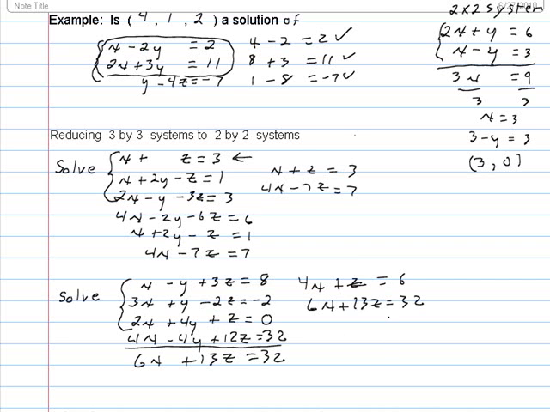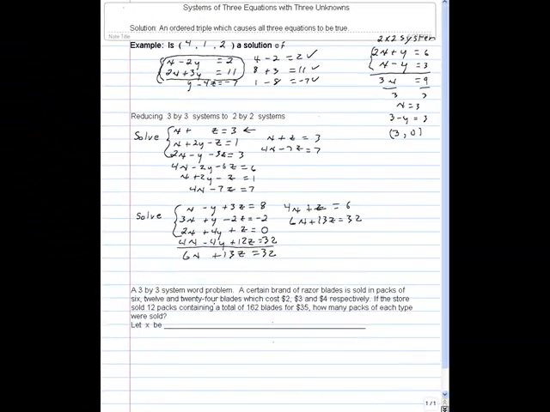So that is how you reduce a system of 3 equations and 3 unknowns to a system of 2 equations and 2 unknowns. Then the 2 equations and 2 unknowns go down to 1 and 1, and then you back substitute for your answer. Well, where do these 3 by 3 systems come from? Well, like all algebraic equations, they come from word problems. So let's see a word problem that sets up in a 3 by 3 system.